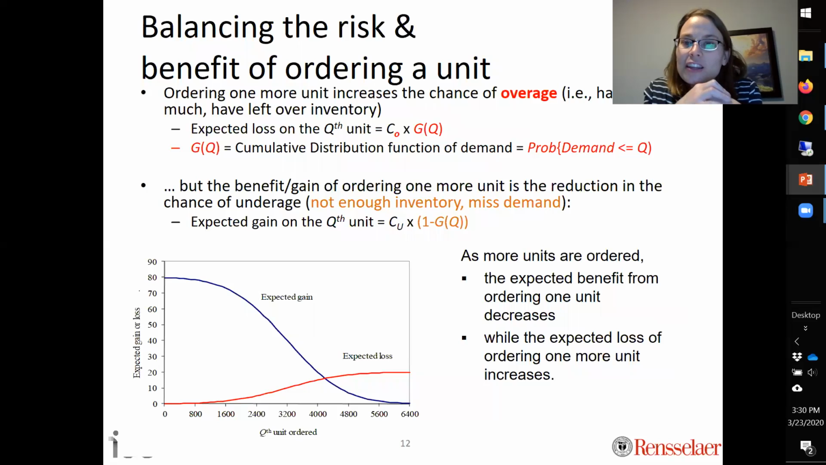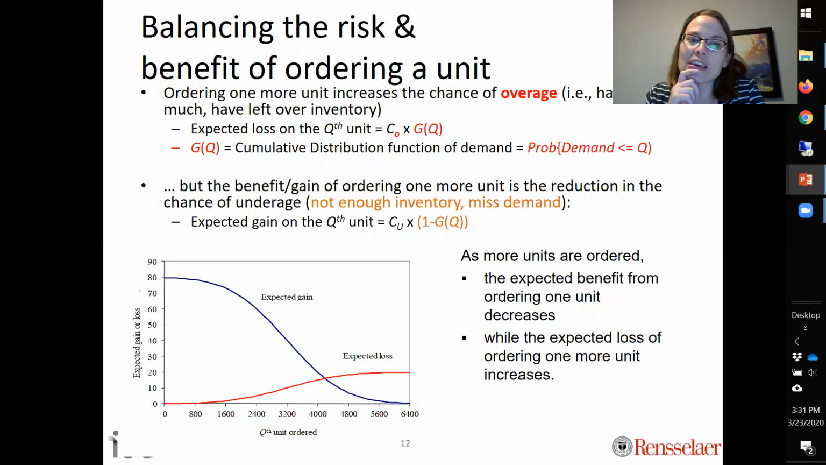So the idea is that we have too much inventory left over. You could think about the expected loss on that Qth unit: that's CO times the cumulative distribution function, and just a reminder, that's the probability demand is less than or equal to Q. If I order one more, that increases the chance of overage. Hopefully that makes intuitive sense.